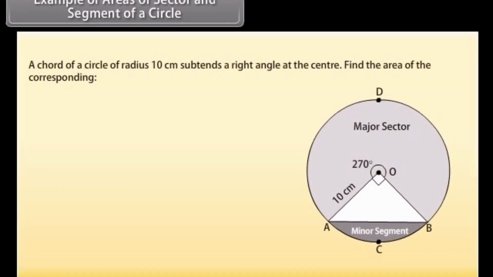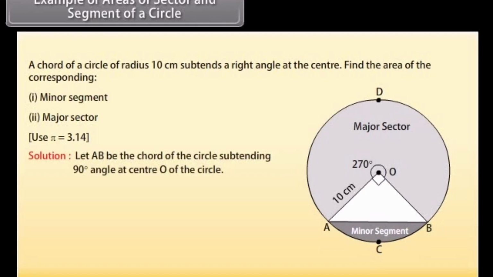Example of areas of sector and segment of a circle. A chord of a circle of a radius 10 cm subtends a right angle at the center. Find the area of the corresponding 1. Minor segment, 2. Major sector. Use pi as 3.14. Solution.